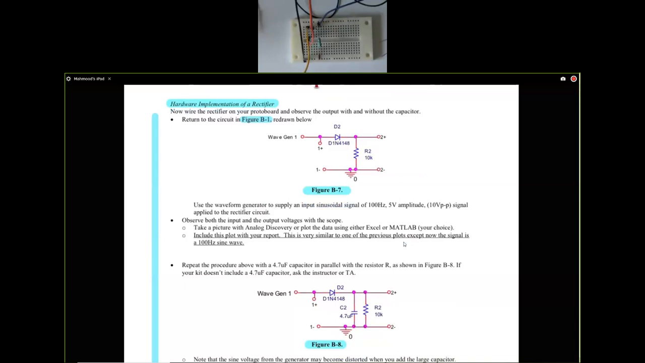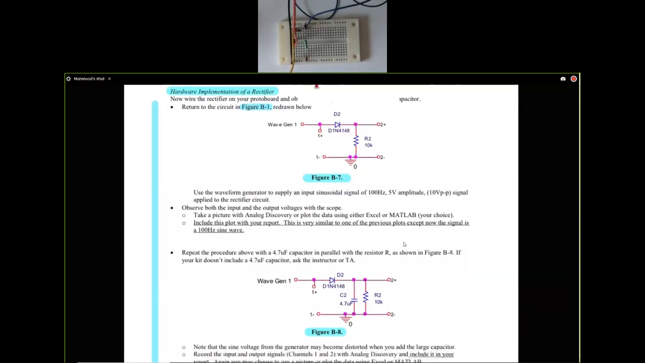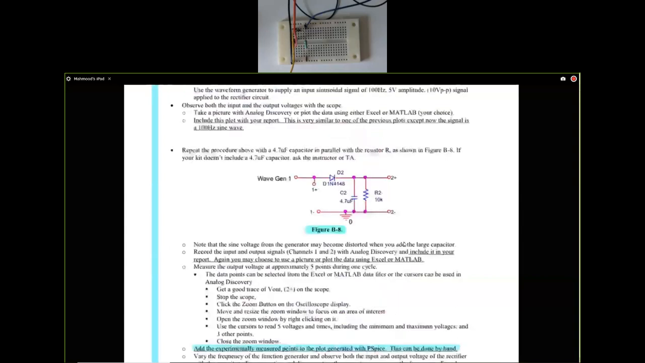Next, figure B-8 actually is the more interesting graph, because now we are going to add a smoothing capacitor, and the value of the capacitor chosen here is 4.7 micro. We'll actually change the value of the capacitor a little bit to see what the effect of that is going to be, but that is coming up later. Right now we just add the capacitor to the circuit. So C2 is in parallel with R2.